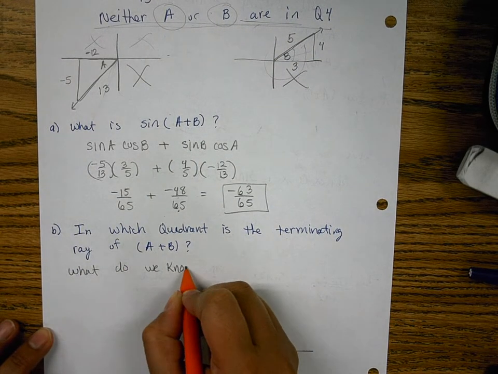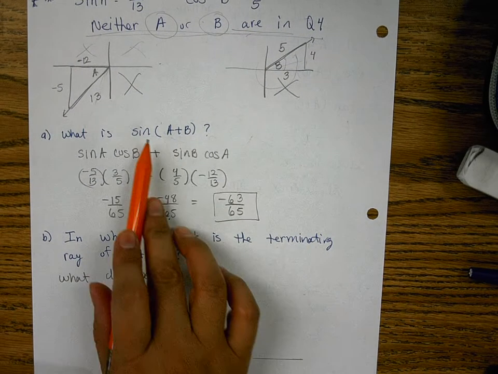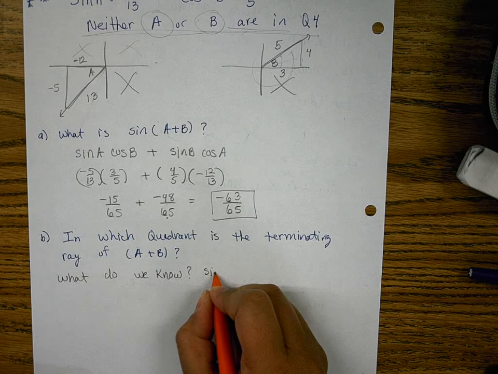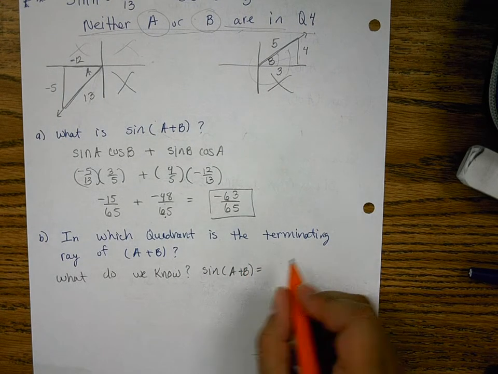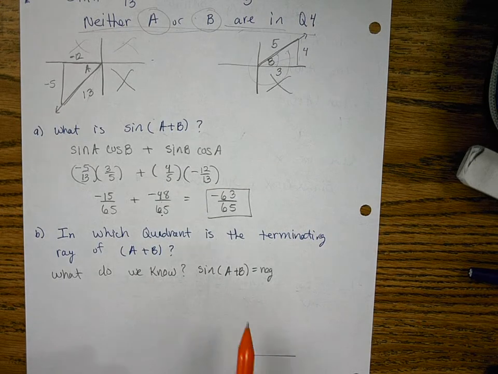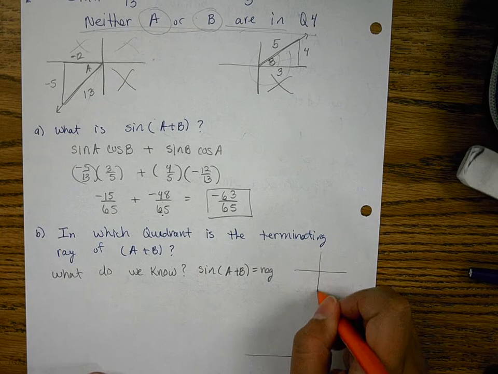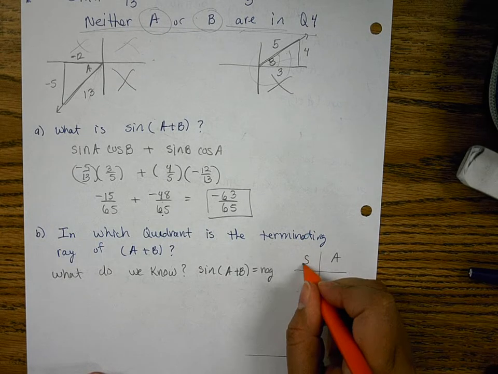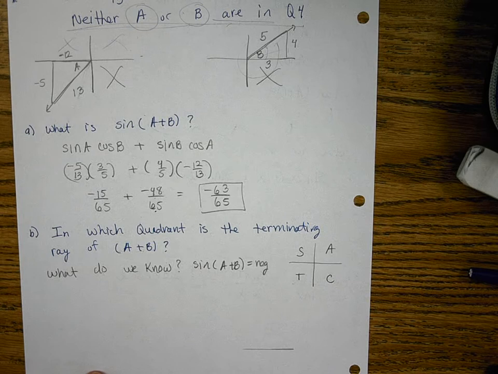Okay, so here is what we have to do. We have to first ask ourselves, what do we know? Let's write that down. What do we know? We know this right here. Sine of a plus b came out to be a negative number. That is important. If what we're looking for is a plus b, the terminating ray.